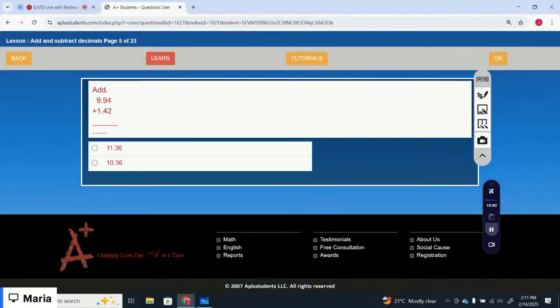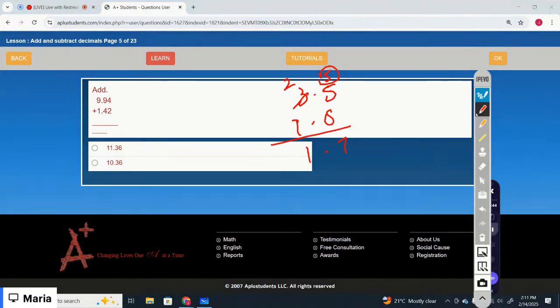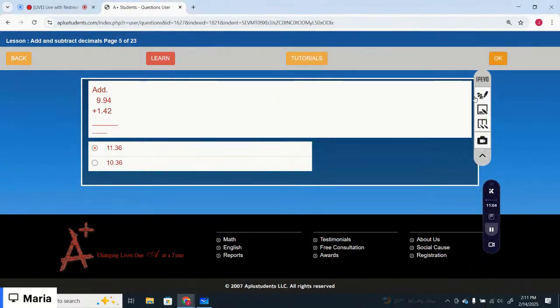9.94 plus 1.42. 4 plus 2 makes 6. 9 plus 4 makes 13. 9 and 1, 10 and 1, 11. That is 11.36. Option number 1 is the correct option.